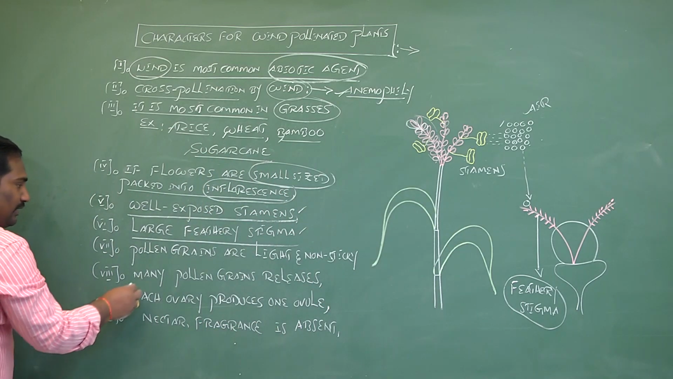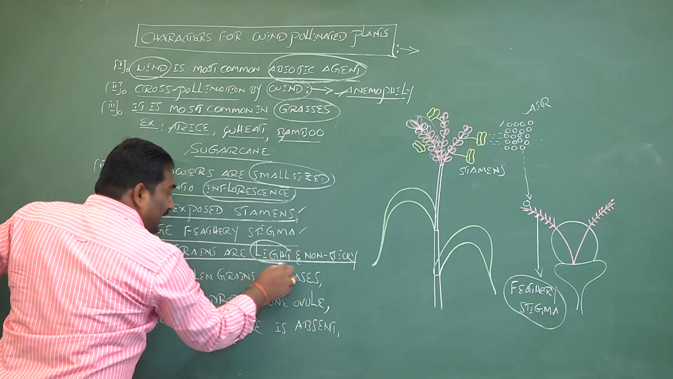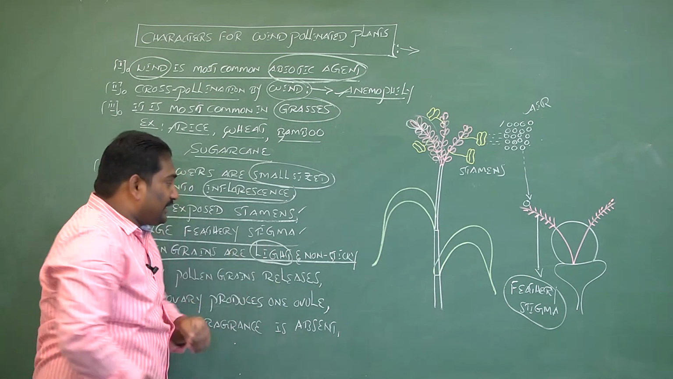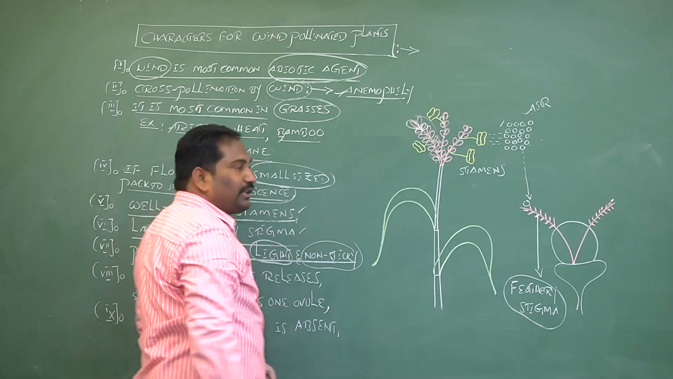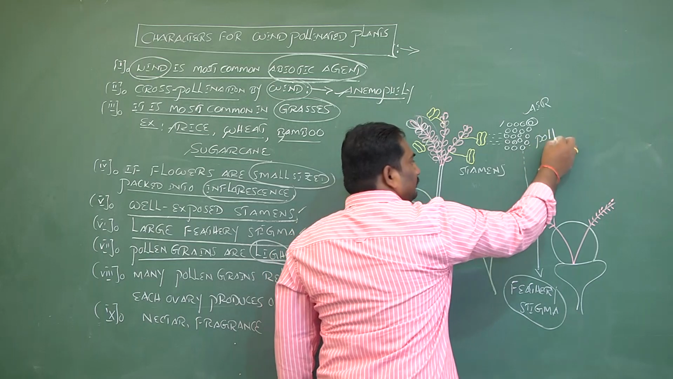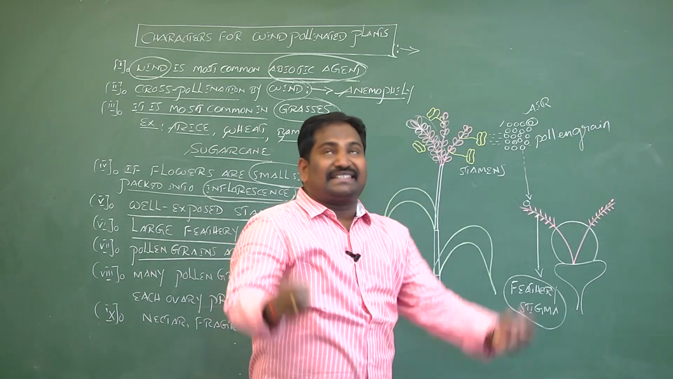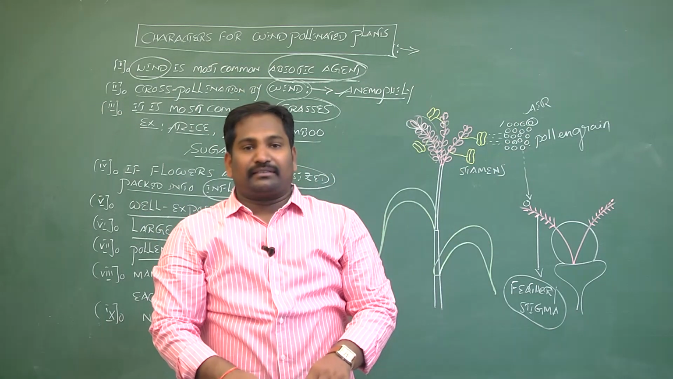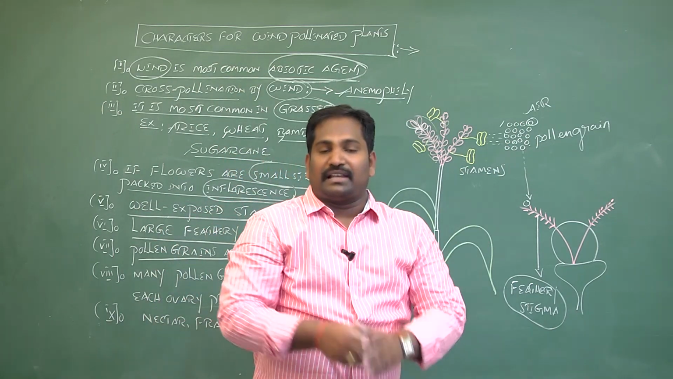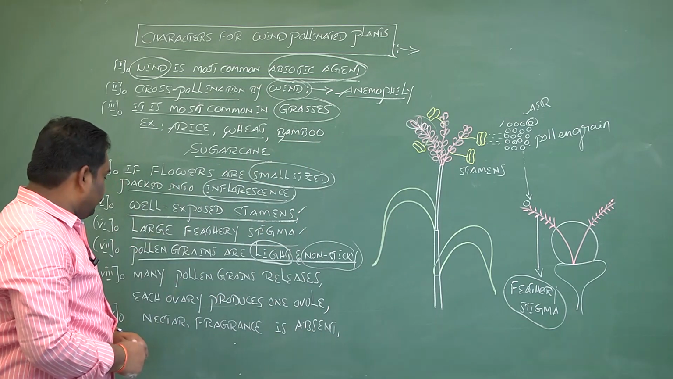And one more, in wind pollinated plants, pollen grains are very lightweight and non-sticky. Whenever the pollen grains are lightweight and non-sticky, they are easily carried in the air for dispersal from one plant to another plant. This is an important characteristic feature.